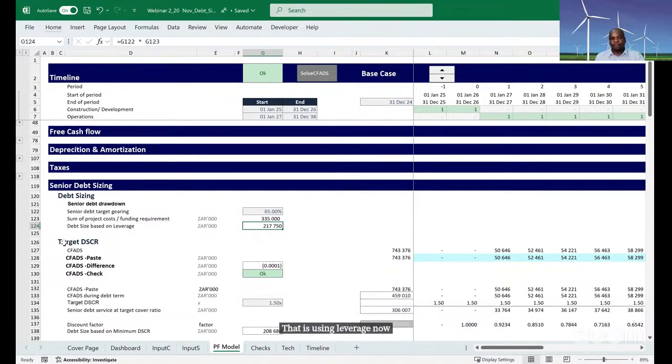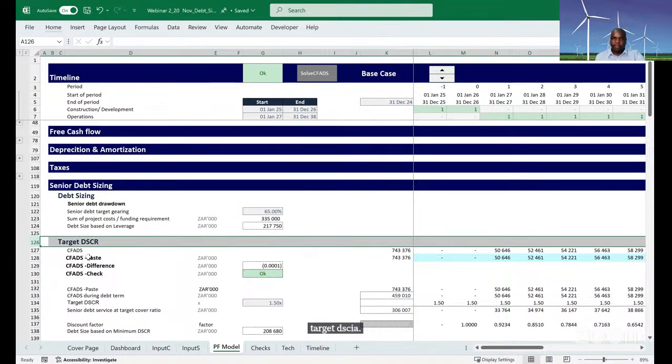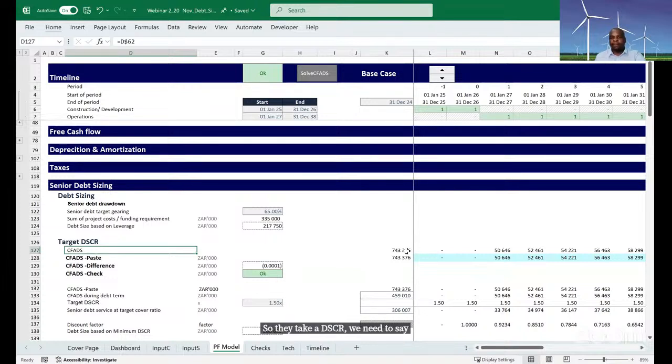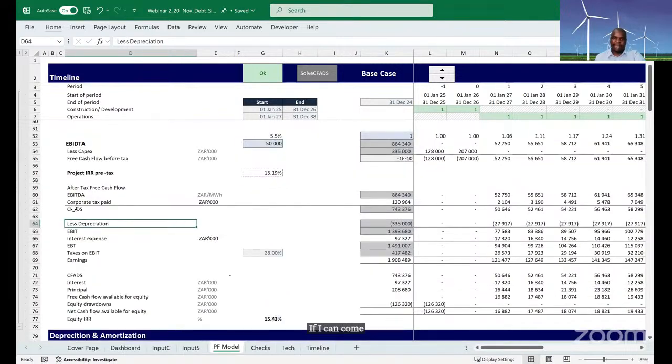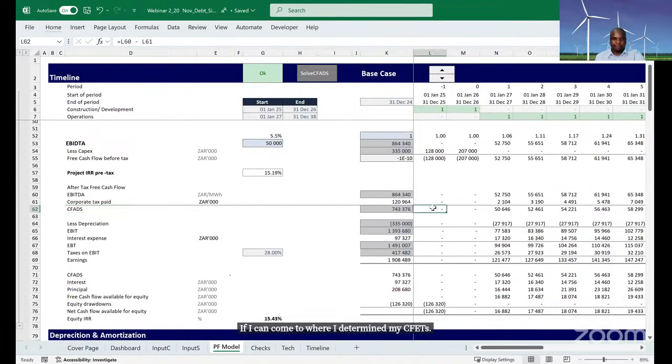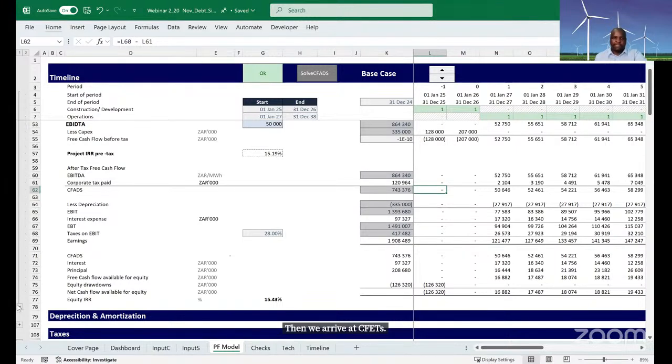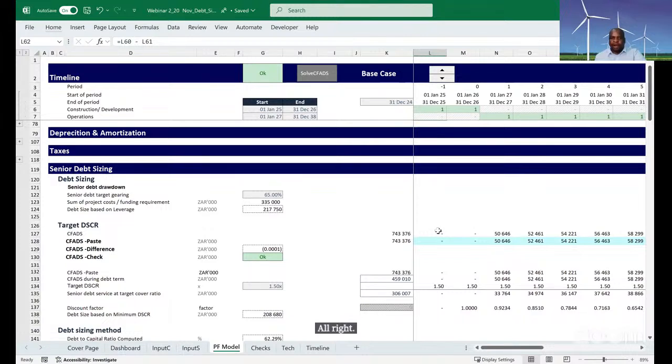Now, remember I said we have two approaches. Another one is to use the target DSCR. So for the target DSCR, we need to say, okay, what are the CFEDs, right? The CFEDs are coming from this calculation that I named the free cash flow. I just started at EBITDA, then subtracted the corporate tax, then we arrive at CFEDs, right? So that's where our CFEDs is coming from.